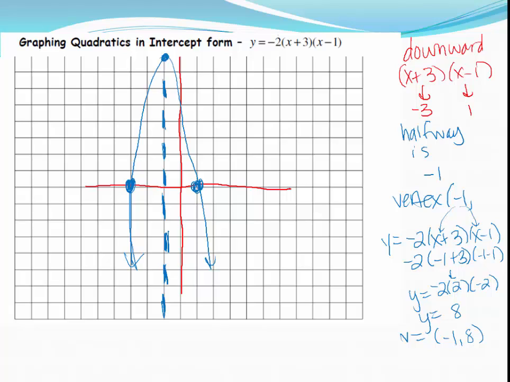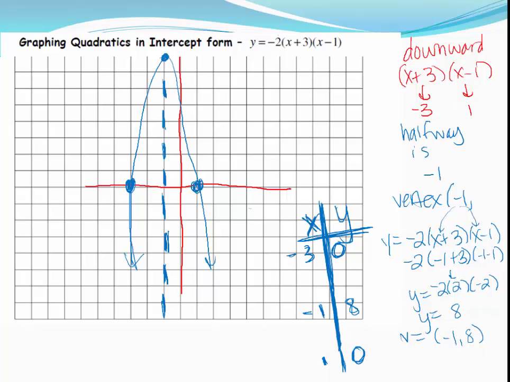In my opinion, when you use intercept form, you only need 3 points. I mean, if you want to get more points, go right ahead, but you don't need to. If you did, let me show you a quick way to get it. Okay, the vertex I would put in the middle, (-1, 8). The two intercepts I would put out the front and the bottom here. So I would put (-3, 0) and (1, 0).